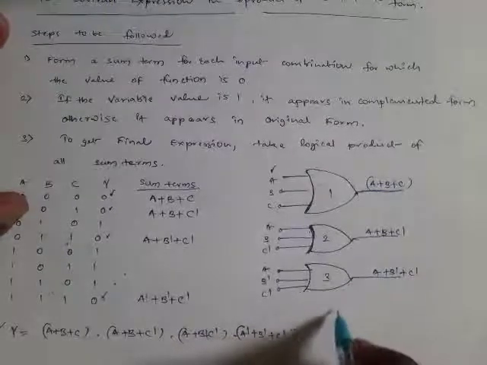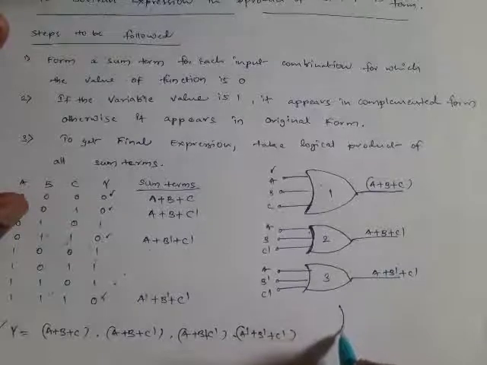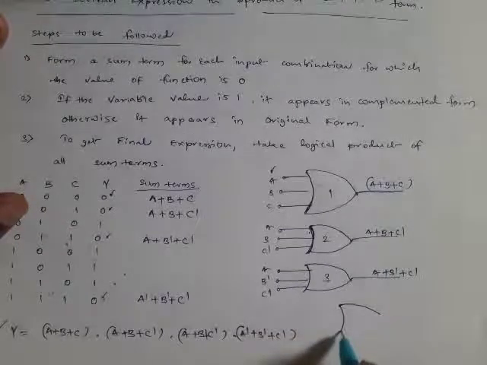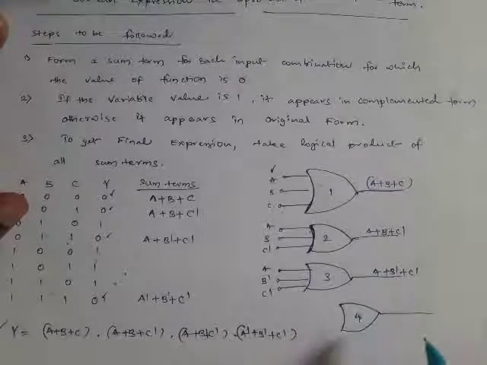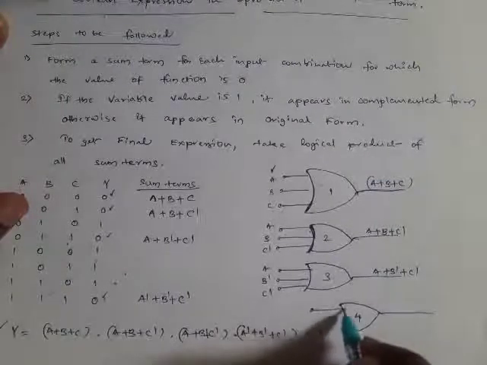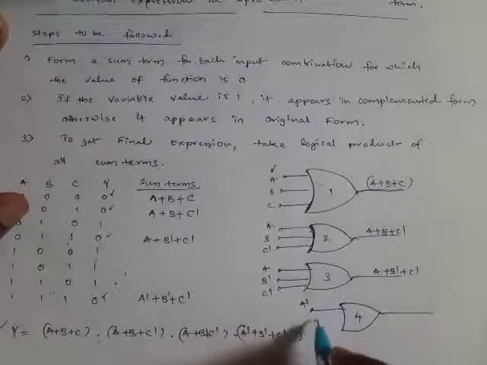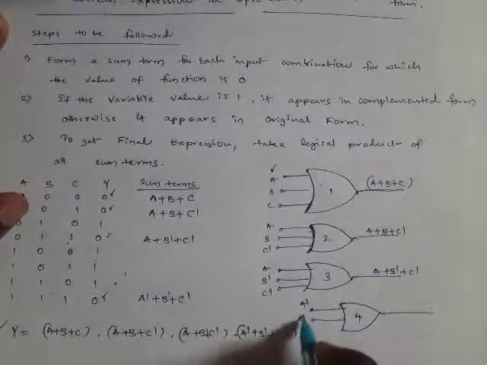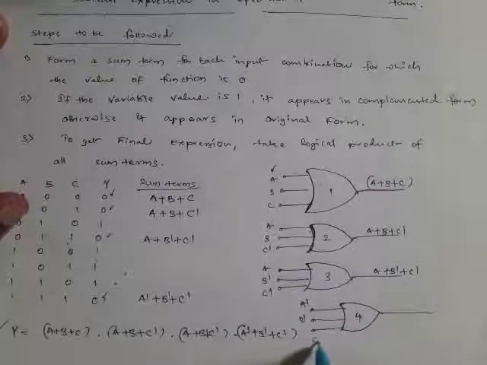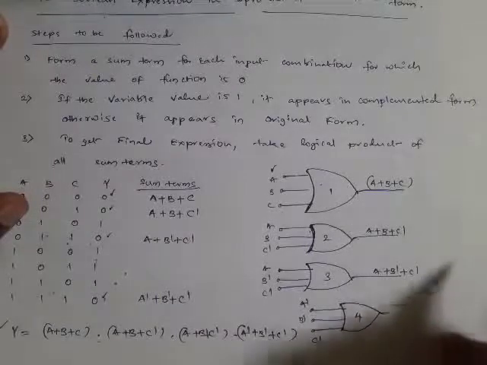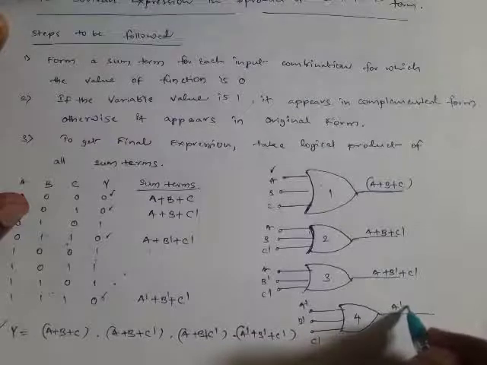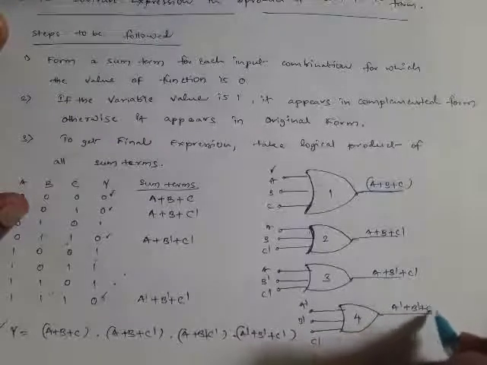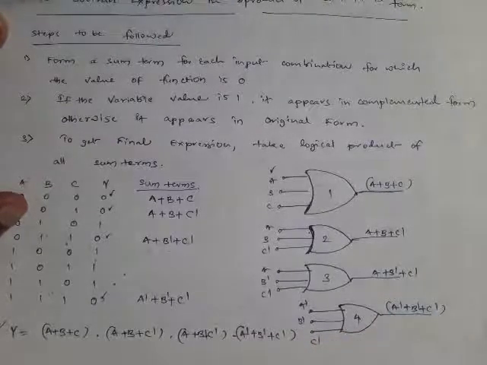In a similar way, to obtain the fourth sum term, we will be using one more OR gate, number 4, for which inputs are A bar, B bar, C bar. So by this we get the sum term as A bar plus B bar plus C bar.